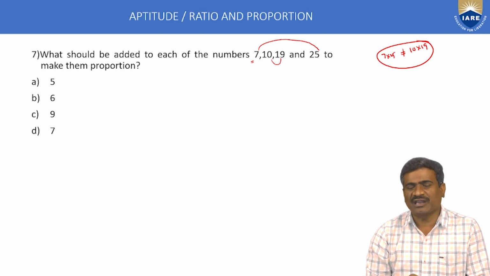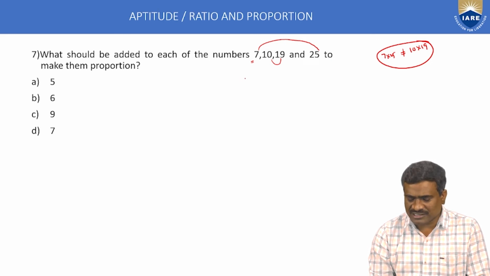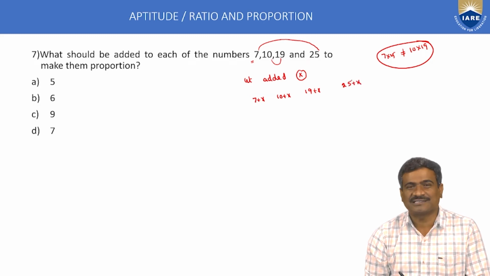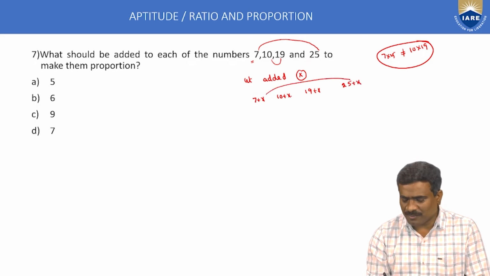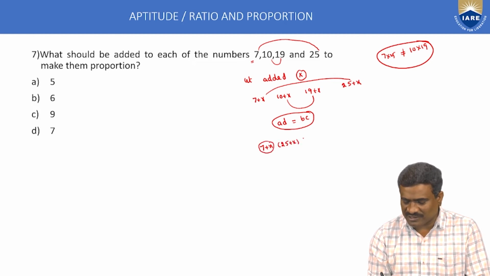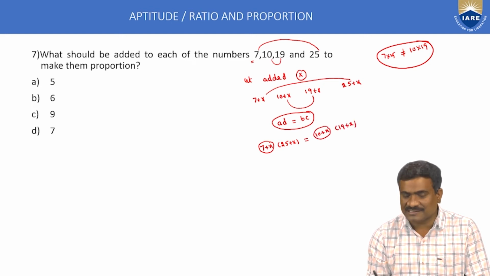Next, what must be added? Suppose the addition number is equal to x. Let the added number be x. Then first number 7 plus x, second 10 plus x, third 19 plus x, fourth 25 plus x. Next, apply the formula, product of extremes is equal to product of means, that is AD is equal to BC, where A is 7 plus x, and (7 plus x) into (25 plus x) is equal to (10 plus x) into (19 plus x).